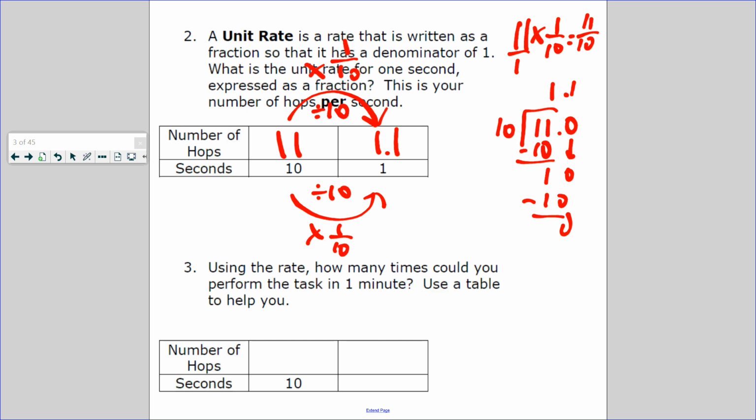So using the rate, how many times could you perform the task in 1 minute? So how many hops do I do in 10 seconds? 11 hops. What is a minute equal to? 60 seconds. What is the scale factor or the relationship between 10 seconds to 60 seconds? Hopefully you said times 6. So I'm able to do 66 hops in 60 seconds or 66 hops in 1 minute.